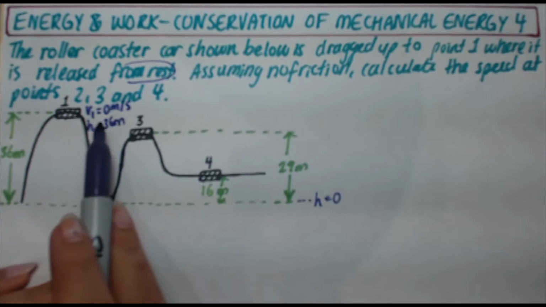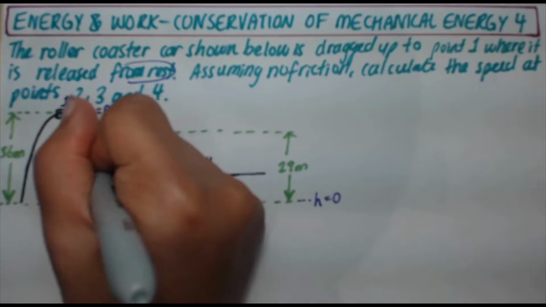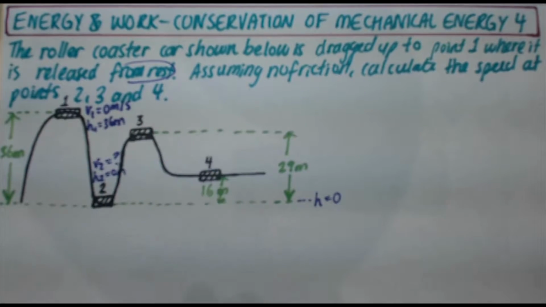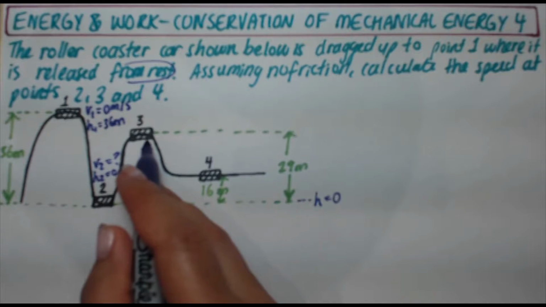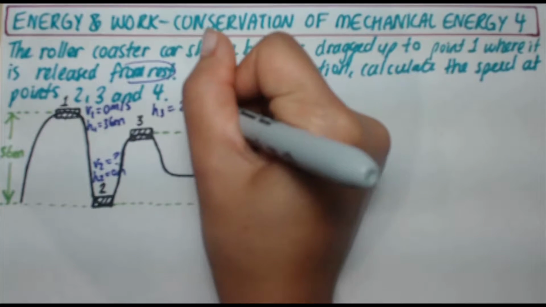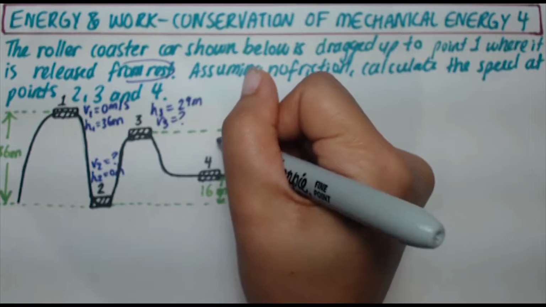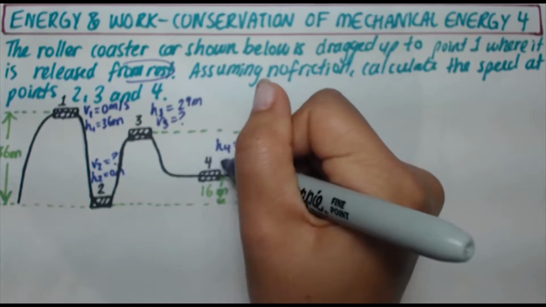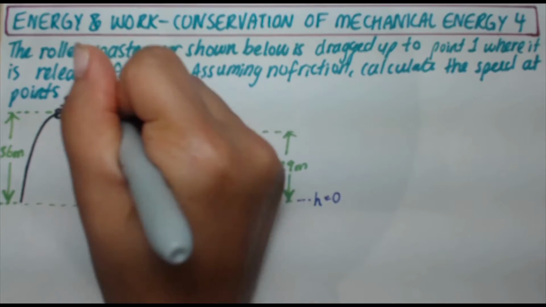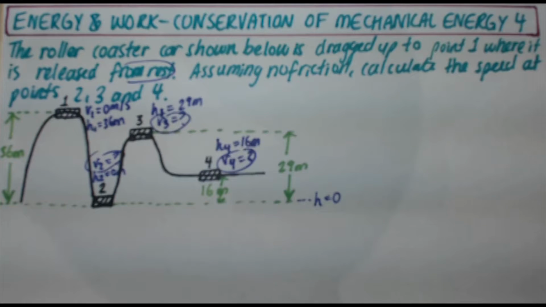And what I want to do is write something like this for every single point. For example, at point 2, I don't know what the speed is, so V2 is equal to question mark, but I know that H2 is equal to 0 meters. At point 3, I know that H3 is equal to 29 meters, and I'm looking for V3. Similarly for point 4, I know that H4 is 16 meters, and I'm looking for V4. You might think it looks redundant, but this is really organized. It helps you see what's going on in the problem, what I know, and what I am looking for.